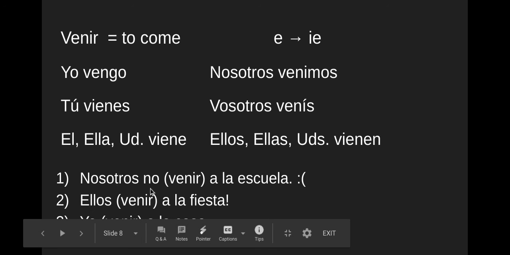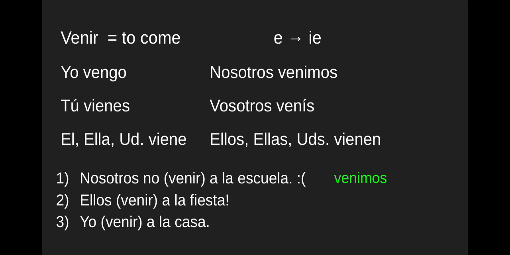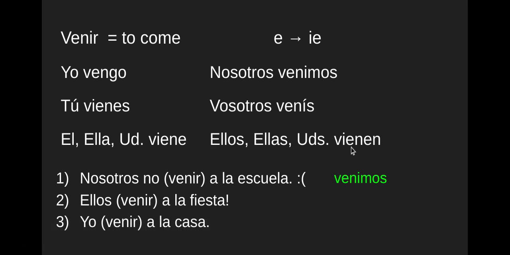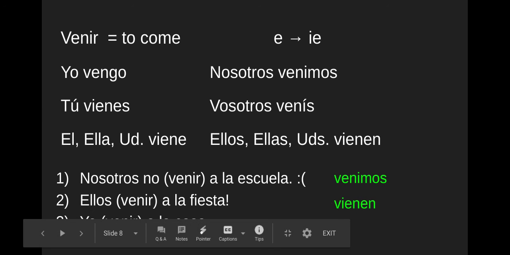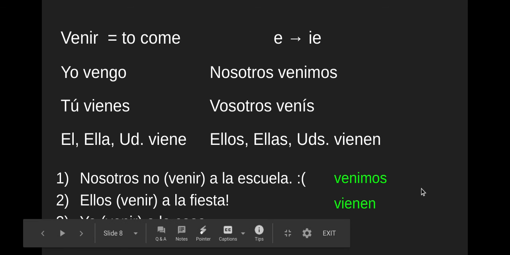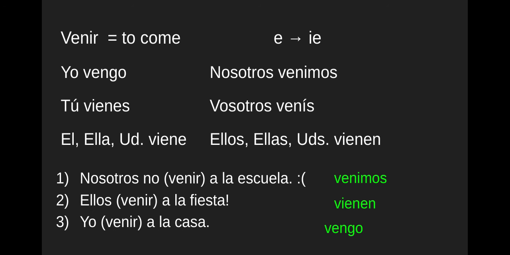So here are 3 examples. Nosotros no venir a la escuela. What is the nosotros form? Venimos. Nosotros no venimos a la escuela. We do not come to school. Sad face because qué triste. Ellos with venir, right there, vienen. Ellos vienen a la fiesta. They come to the party. And the yo form? Yo vengo a la casa. I come to the house or I come home. Okay? Do you have these in your notes?